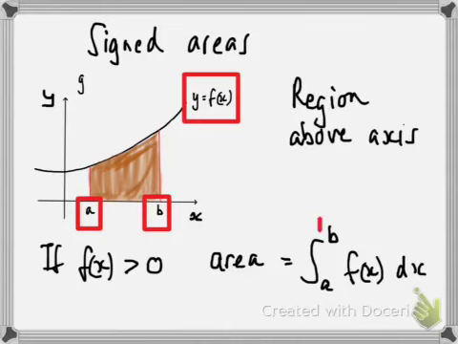So notice how the right hand extreme of our area goes at the top of the integral sign, and the lower extreme of the area goes at the bottom of the sign. So at the top we've got the right hand, at the bottom we've got the left hand.